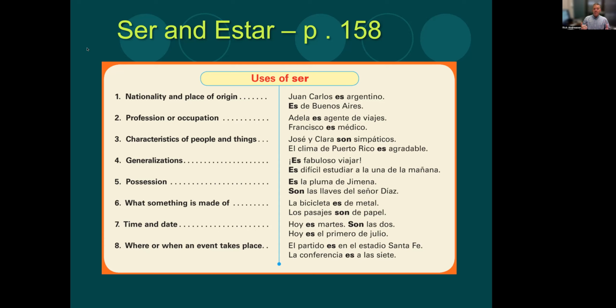So that's what something is made of. La bicicleta es de metal. Los pasajes son de papel. Esta lata es de aluminio. So it's showing the origin of the things of what something is made.